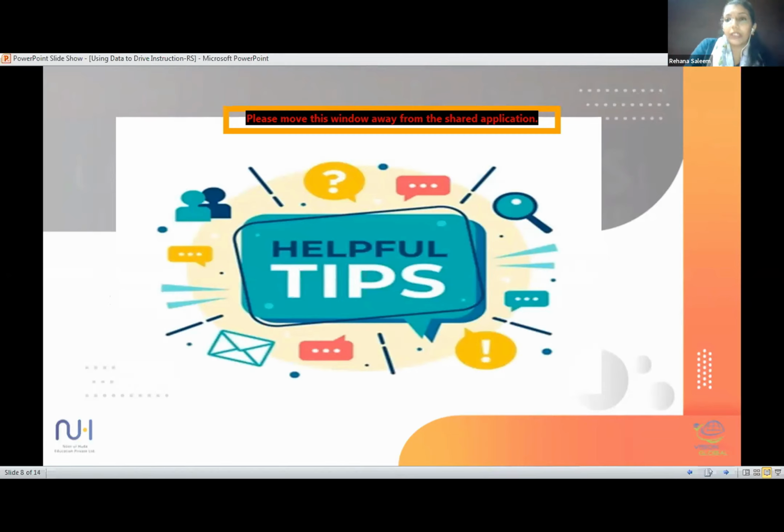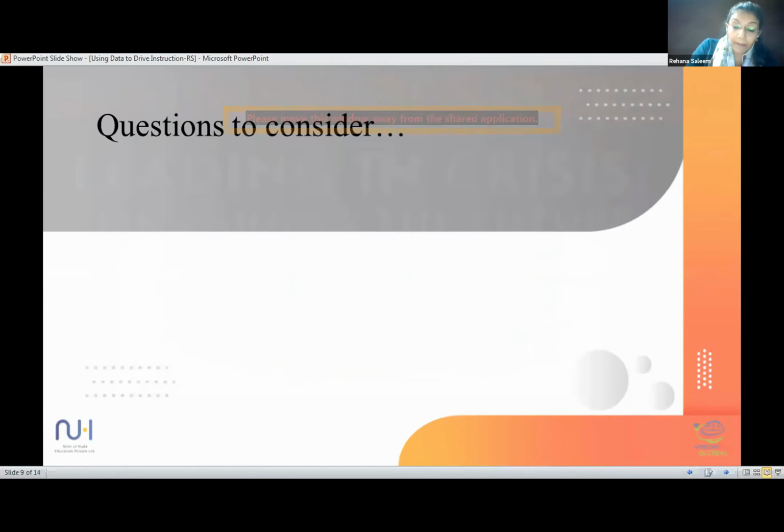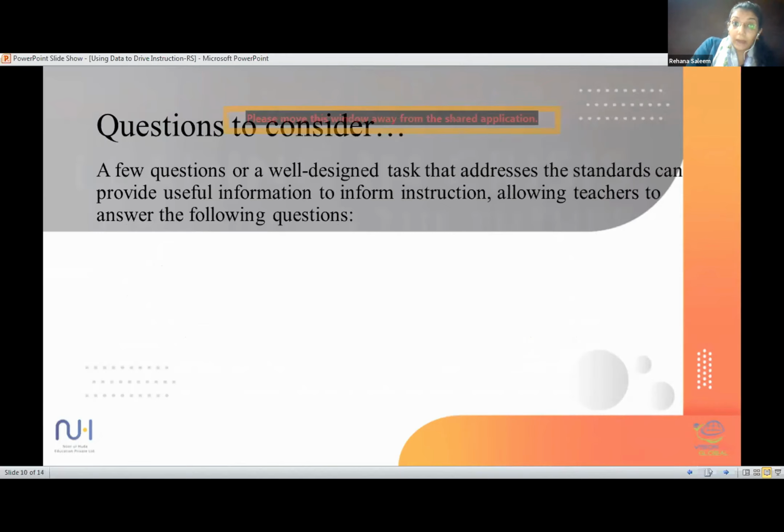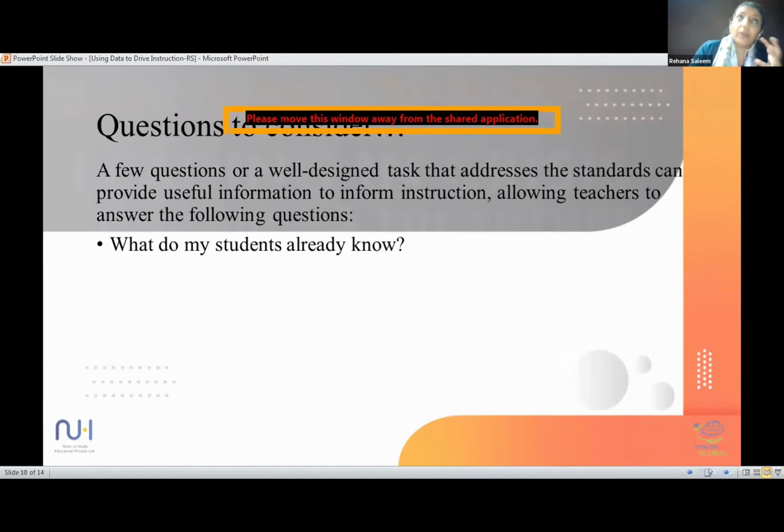Yes. So, what are the helpful tips? What do researchers or instructional coaches tell us? What can we do about it? How should we go about it, right? There are certain questions that teachers can consider. What do my students already know? While planning for a class, what are the questions that you need to ask yourself before entering into the classroom?